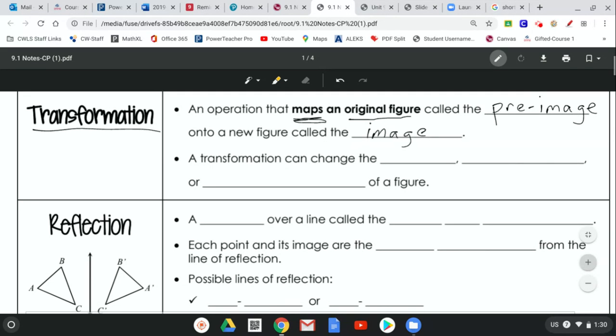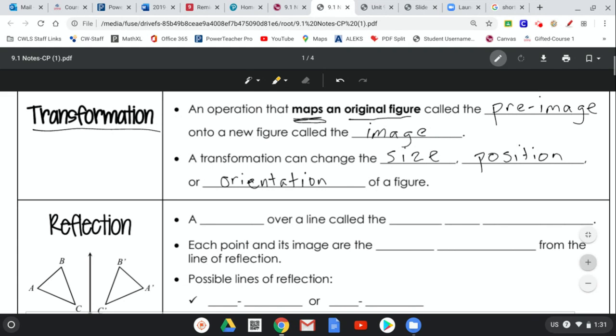So a transformation can change the size, making it bigger, smaller, can change the position. So where it's located, so it can change where it's located on the coordinate plane. Maybe it's in the lower left-hand quadrant, and now it's in the upper right-hand quadrant. Or it can change the orientation. Guys, we've talked about orientation before. It just basically means rotating the figure, okay? Rotating the figure in some way.